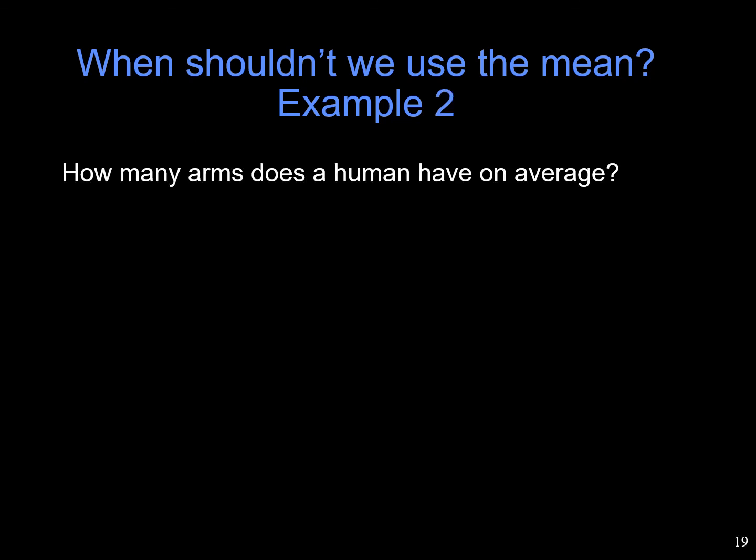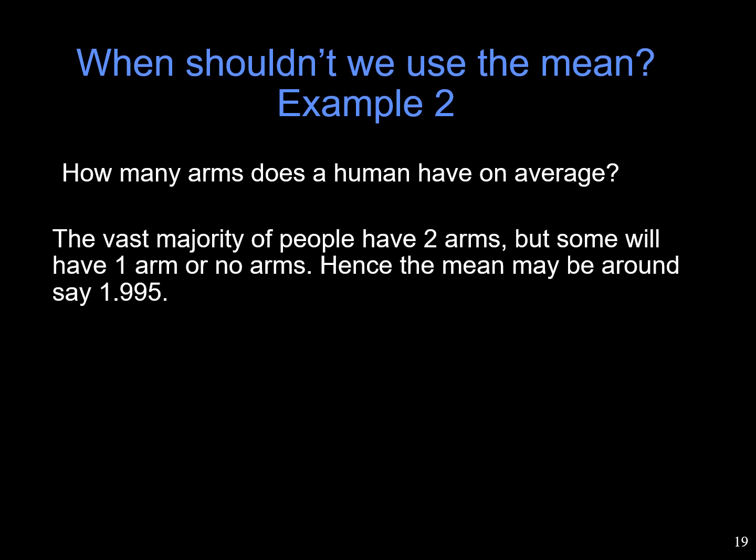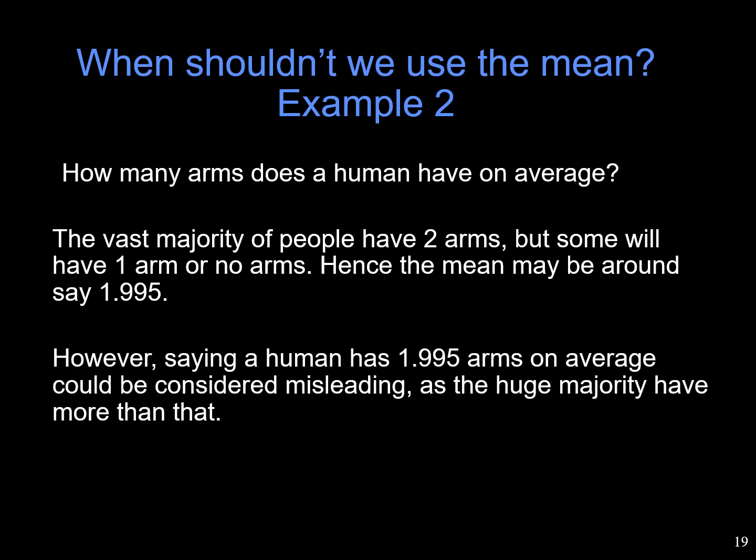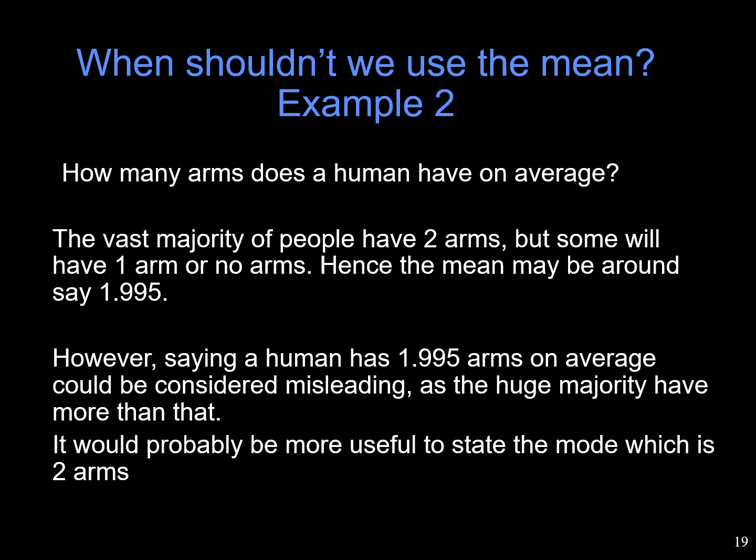And our second example, let's imagine you were asked how many arms does a human have on average? Well, if we think about it, the vast majority of people have 2 arms, but some people have 1 arm or no arms. Hence, if you did calculate the mean, it may be around, say, 1.995. However, saying a human has 1.995 arms on average could be considered misleading, as a huge majority have more than that. It would probably be much more useful to state the mode, which is most people have 2 arms. So that would probably be the best average to use in this particular example.